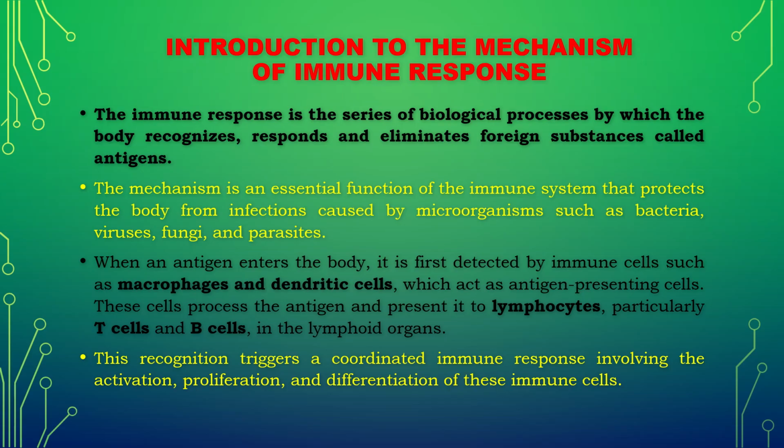These cells process the antigen and present it to lymphocytes, particularly T cells and B cells, which come from the lymphoid organs. This recognition triggers a coordinated immune response involving the activation, proliferation, and differentiation of these immune cells.